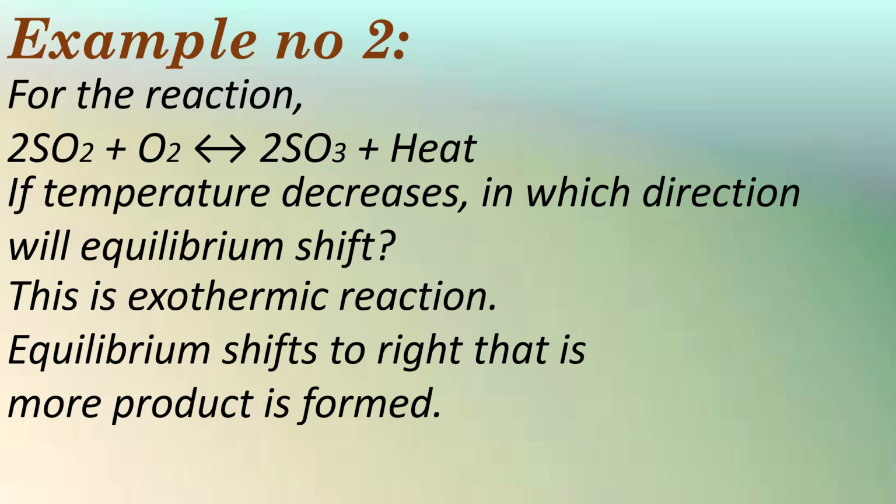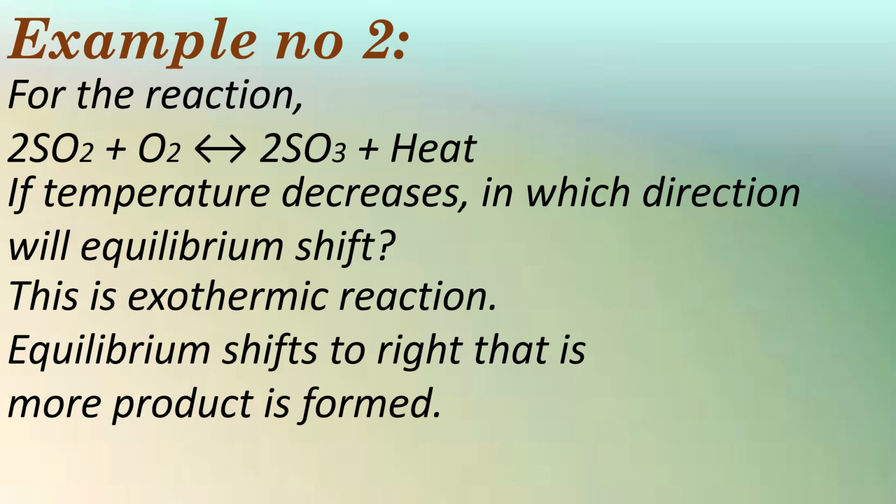Example number 2. For the reaction, 2 moles of sulfur dioxide plus oxygen gives us 2 moles of sulfur trioxide plus heat. As you can see here, 2 moles of sulfur dioxide react with 1 mole of oxygen to produce 2 moles of sulfur trioxide plus heat. Heat is releasing, that means it is an exothermic reaction. In exothermic reaction, heat is released. In endothermic reaction, heat is absorbed.